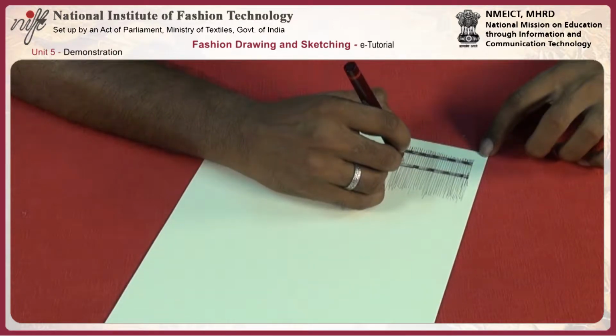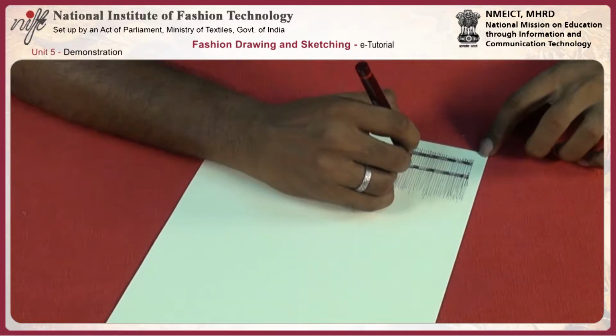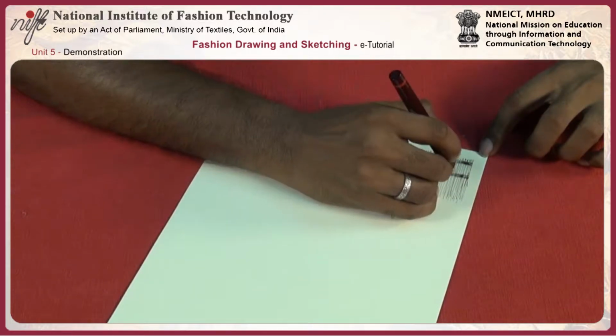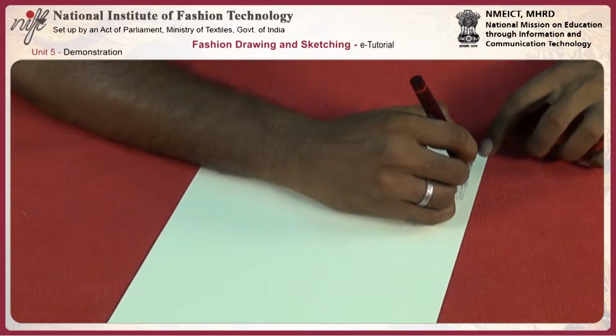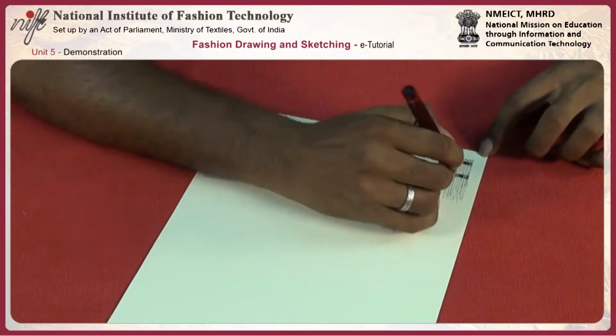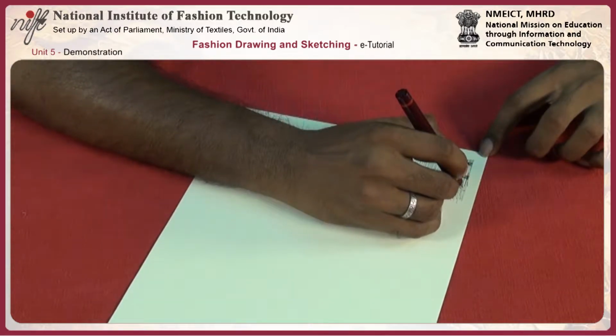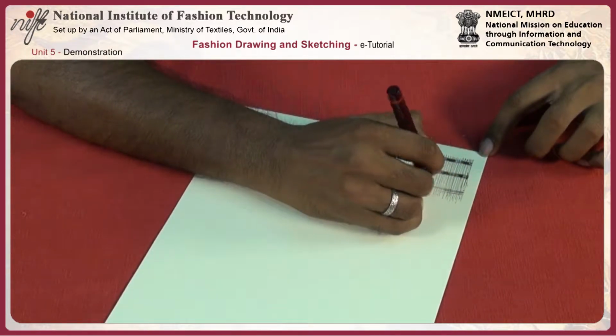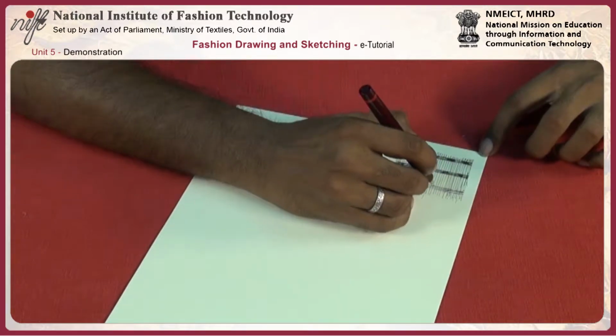Observe the quality of lines that I am rendering. Watch closely the subtle variations in light and shadow that I have created. You can see certain dark areas within the dark stripes that I have drawn.